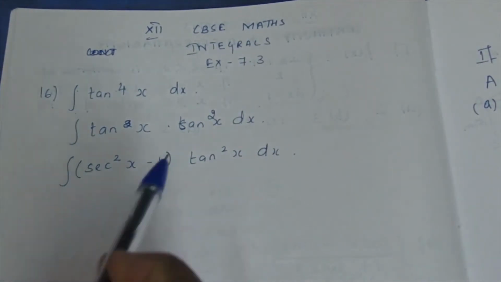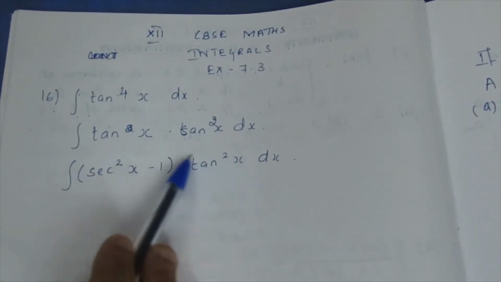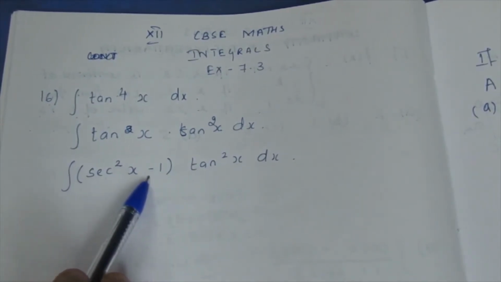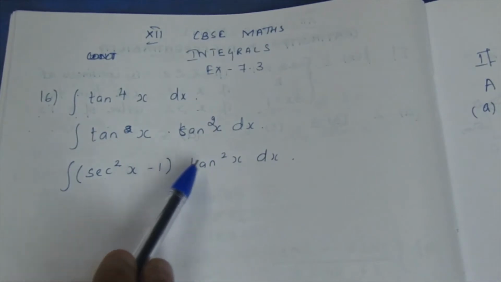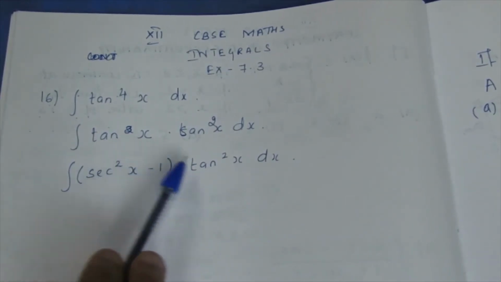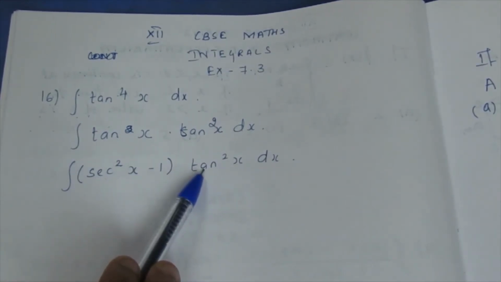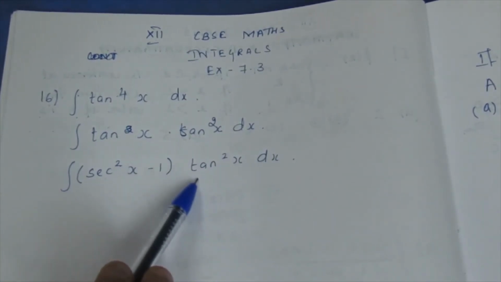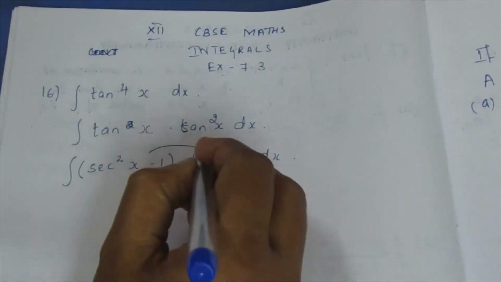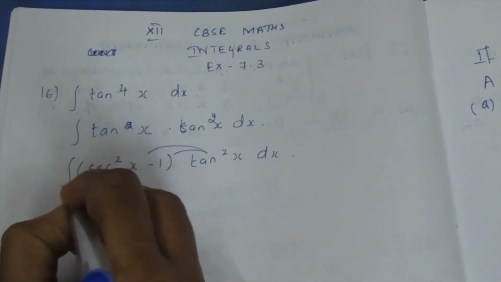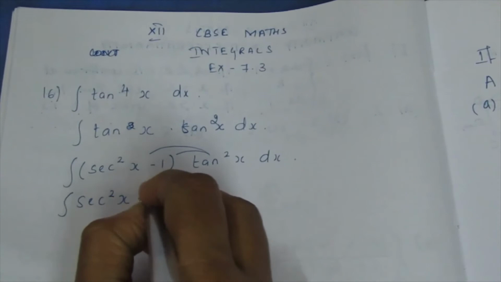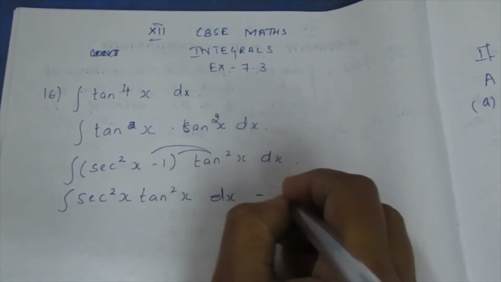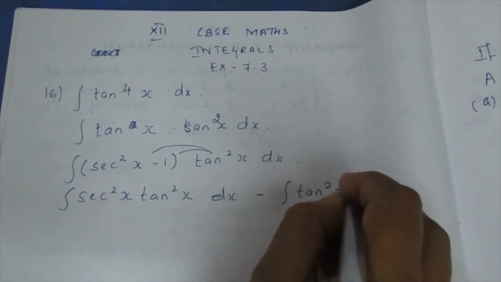Now if we take tan x, its differentiation is secant square, but we will not get minus 1 here. Even if we take secant square, the differentiation of secant square is tan x secant x, because in multiplication we don't have any specific rule. So I am going to multiply tan square x inside, so here it becomes secant square x tan square x dx separately minus tan square x dx separately.